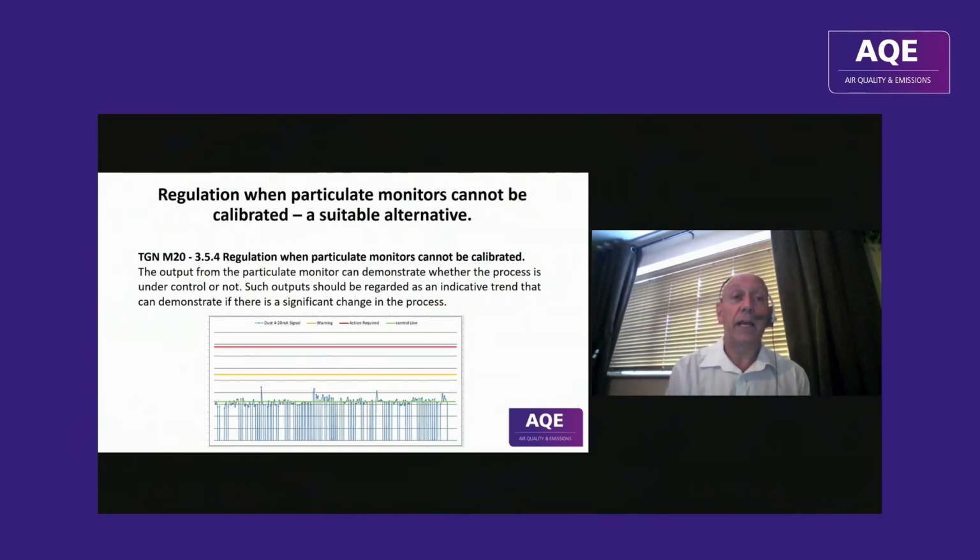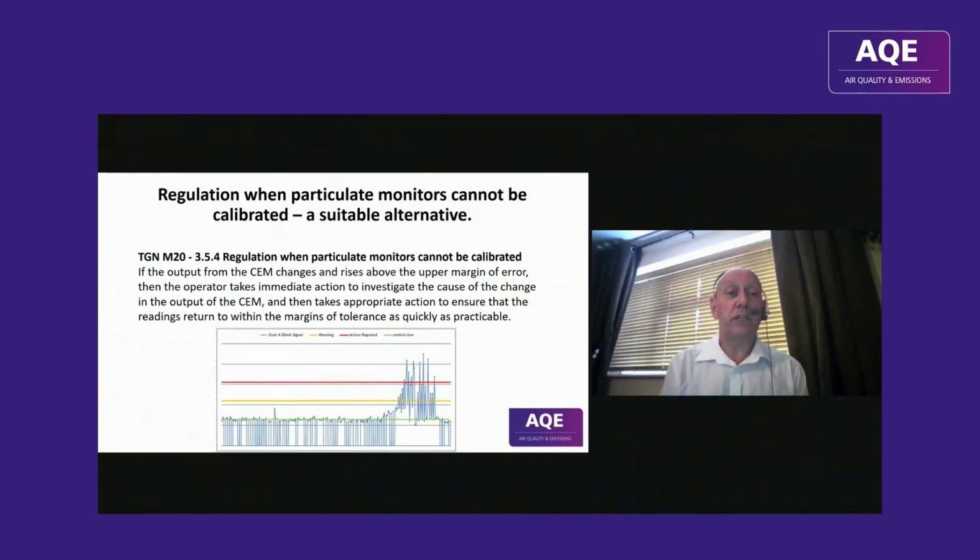So what happens, again, when particulate monitors cannot be calibrated? There is a suitable alternative, and this is covered in Technical Guidance Note M20, section 3.5.4, which states the output from the particulate monitor can demonstrate whether the process is under control or not. Such output should be regarded as an indicative trend that can demonstrate if there's a significant change in the process. So think of the control chart approach as QAL-free for particulate matter, to show that the abatement and the process is under control and the site are remaining compliant.